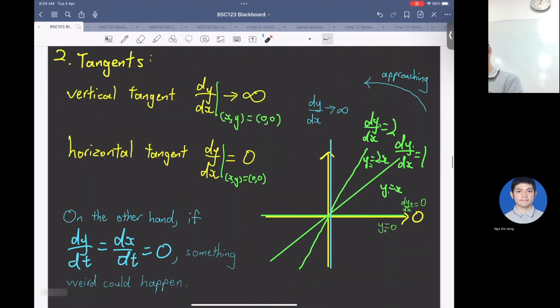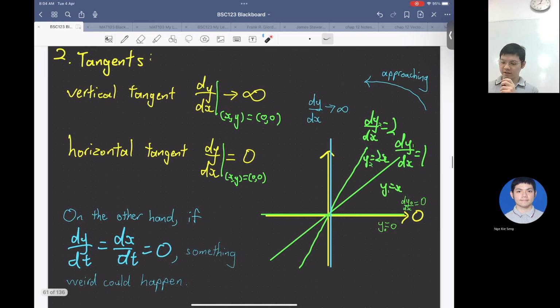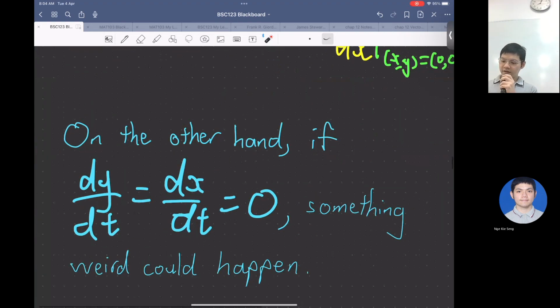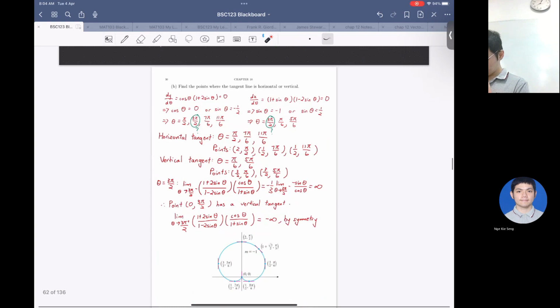Okay, the second one is this. Last week we mentioned that if dy/dt and dx/dt both equal 0, both derivatives are 0, then we say it's a stationary point. The other way is correct: if it is a stationary point, then dy/dt equals dx/dt equals 0. But it doesn't imply that if the time derivatives are 0, then it must be a stationary point, because last week we had this example here.